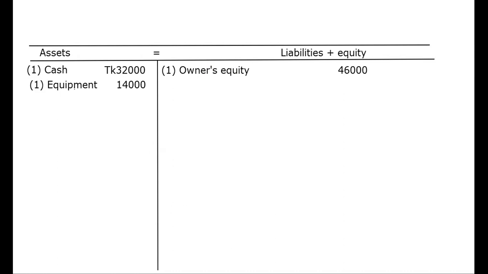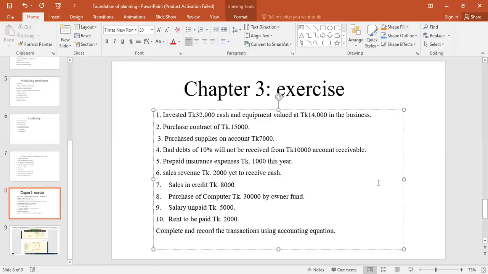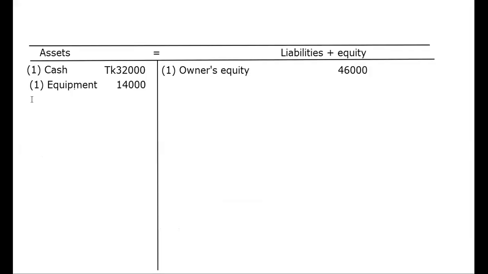The next transaction here is purchase contract of 15,000. It is not a transaction, that's why you should not mention it in our accounting equation. Then purchase supplies on account, taka 7,000. So we should mention here number three transaction, that we can identify from here, that means supplies. Supplies will be whatever the amount.